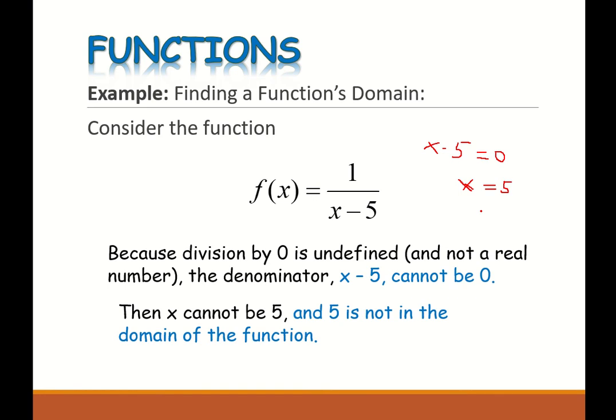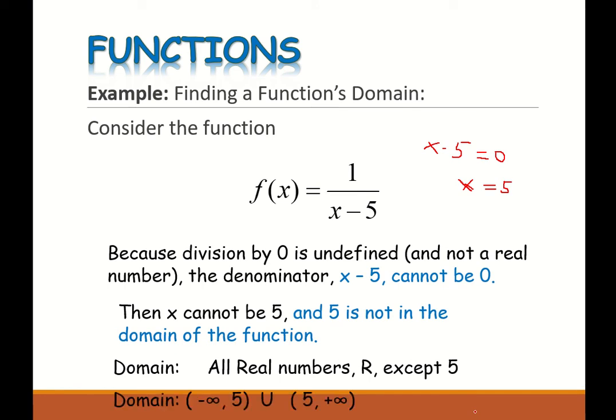Okay, so we're writing the domain. We can say that the domain is all real numbers except 5, or any values for x except 5. So the domain, therefore, is written in this notation. How do we get this one? We have negative infinity, 5, and the symbol union, and 5, positive infinity. That is determined by this graph.